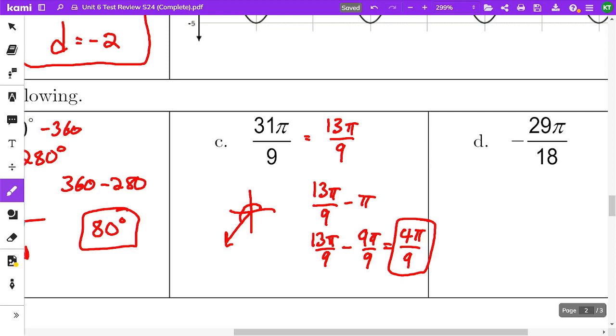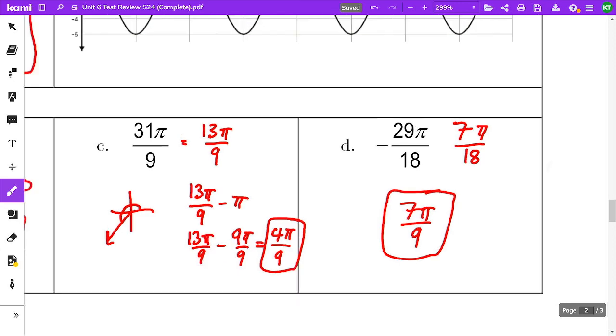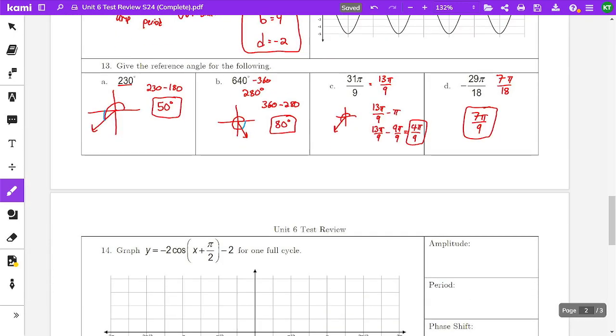And then lastly, I have one that's negative again. So again, I want to get that between 0 and 2 pi as a coterminal angle. So I'm going to go ahead and add 36 pi to get that to be positive. So negative 29 plus 36 will give me 7 pi over 18. And because this angle is in quadrant 1, we already know it's going to be positive, and we already know it's going to be acute because it's in the first quadrant. So that means my reference angle will be 7 pi over 18. So that's my reference angle questions.